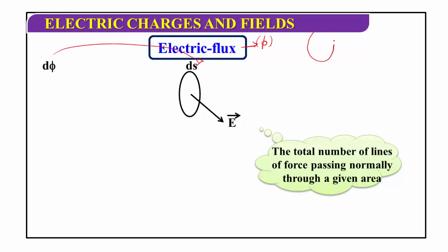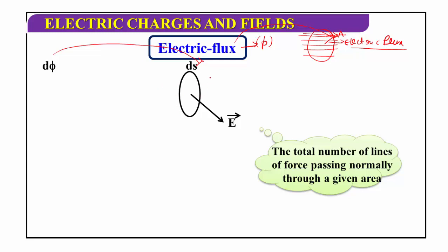Now I consider this is the total area. For this total area, the number of electric field lines, the total number of lines of force passing normally through the given area, is called electric flux. The total number of lines of force passing normally through a given area is called electric flux.